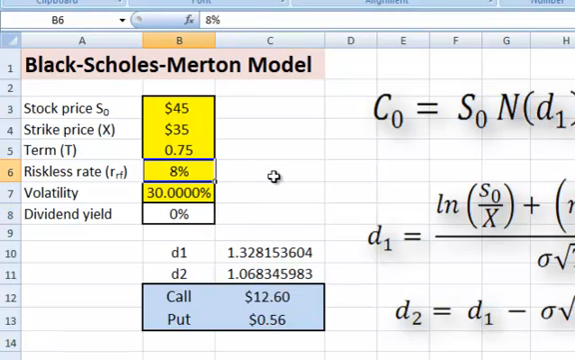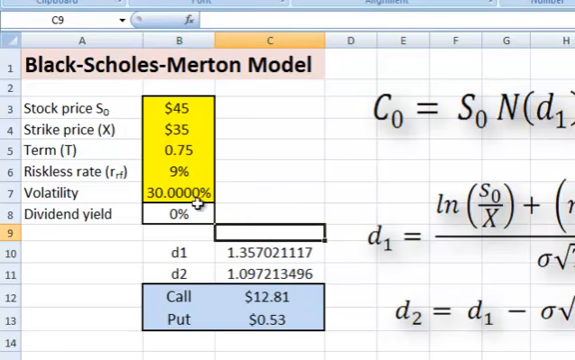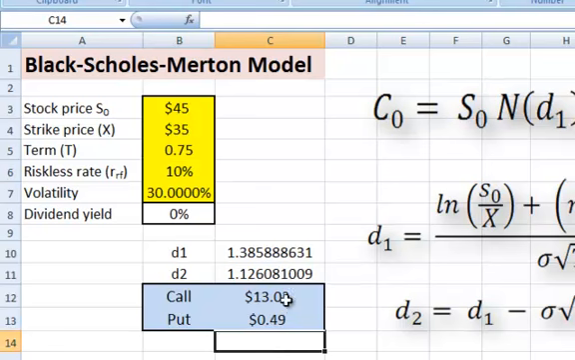Let's go back to risk-free rate, and I'm going to go ahead and change it to 9%. And let's take a look at the call. The call does go up. Let's just change it to 10%. And once again, the call option does go up as well.